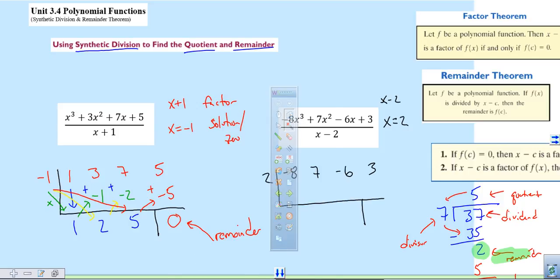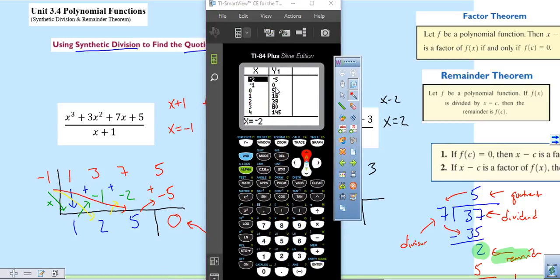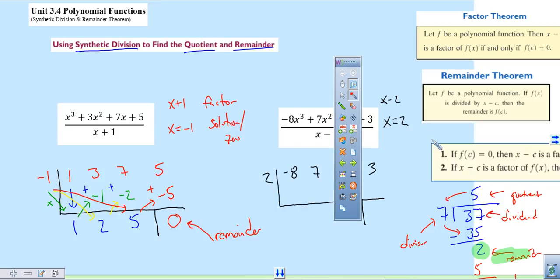So we take a look at the calculator. That means that if I did f of -1, I get a remainder of 0. If I did f of 0, I get out 5. If I did f of 1, I would get 16. So that's what the remainder theorem is called, and you're going to hear me refer to that as we go through. The factor theorem is the rule right here.